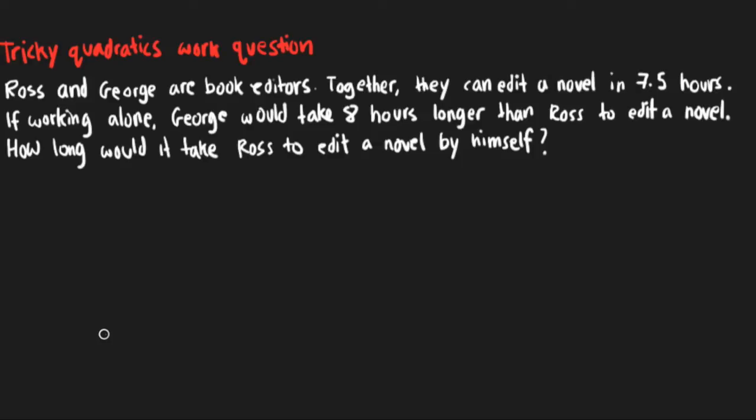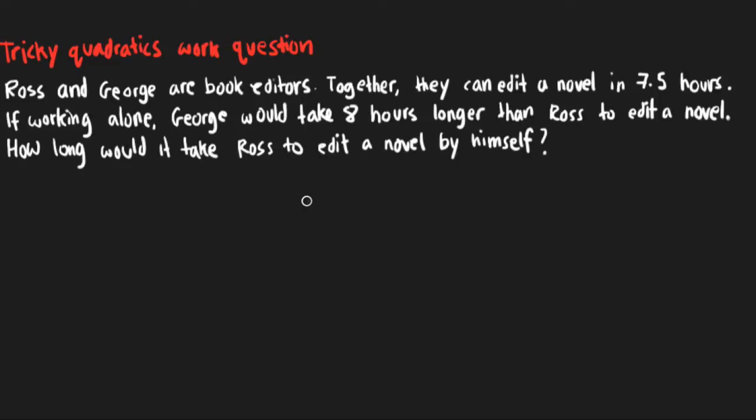I want to go through a type of tricky question examiners like to give students. You'll often see questions where you have two people or machines that perform the same task at different rates. So here we've got Ross and George, who are book editors, and they edit novels at different rates. George takes 8 hours longer than Ross.